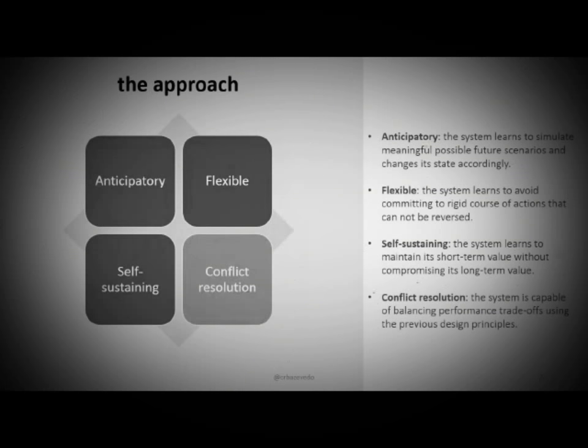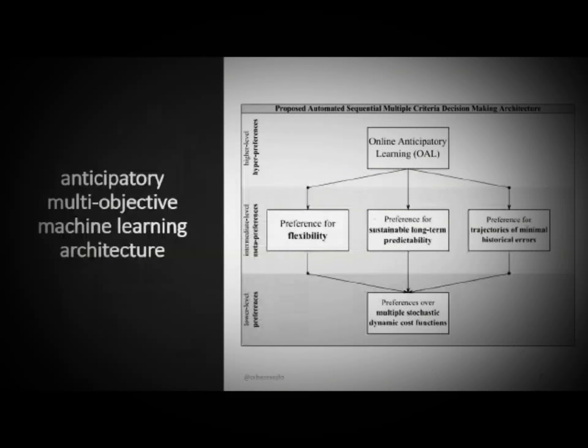And finally, we'd like to design systems that demonstrate conflict resolution abilities, which means that the system is capable of balancing performance trade-offs using the previous design principles. That's why I'm highlighting this box over there, because it really should rely on the 3 other ones. So this is what this presentation today is all about: how do you get those principles implemented in intelligent systems. Let me show you an example of how such an architecture should look.